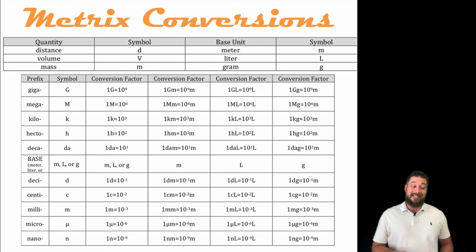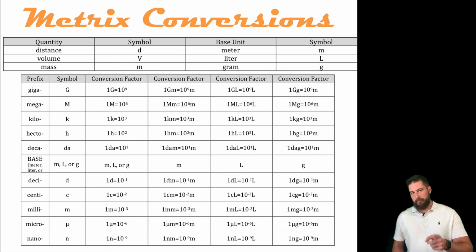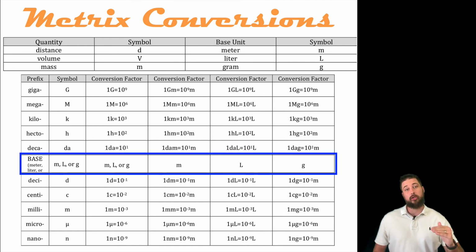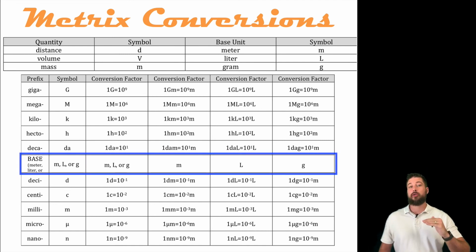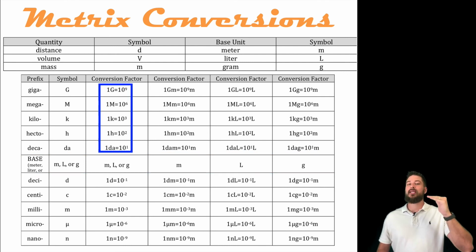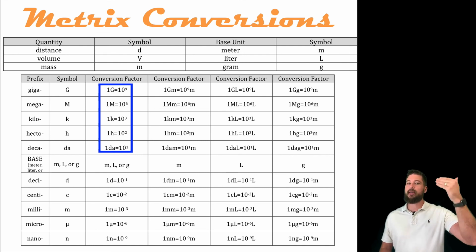Really, 1 giga is 10 to the 9. 1 mega is 10 to the 6. And 1 kilo is 10 to the 3, and so on. And then we go all the way down to nano, which is 10 to the negative 9. So there's a pattern that I want you to notice here. Notice in the middle is where we have the base. And from there, going up, it goes 10 to the 1, 10 to the 2, 10 to the 3, and then it goes 10 to the 6, 10 to the 9. So it counts to 3 and then goes by 3.